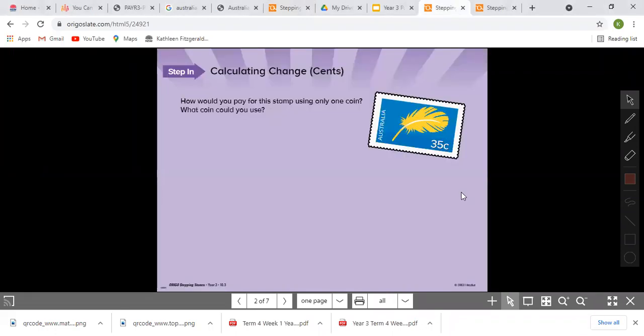Okay, here's a stamp, and the stamp costs 35 cents. Using only one coin, what coin could you use? Well, we don't have a 35-cent coin, so we're going to have to use one that is bigger, which means that we can't use the 5 or the 10 or the 20. What coin would you use?